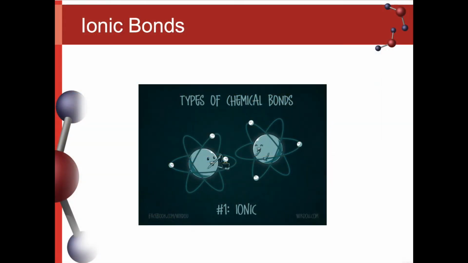Now, to get us started here, we're going to start out with ionic bonds. Ionic bonds are when we have electrons taken from one atom to another. So here is a diagram here of one atom giving an electron to another.